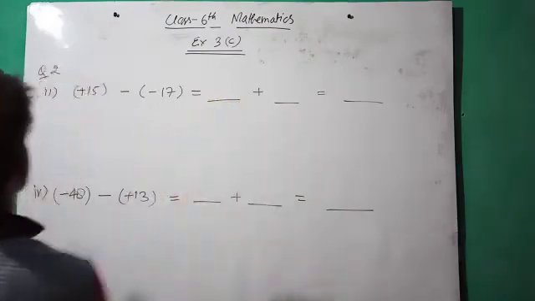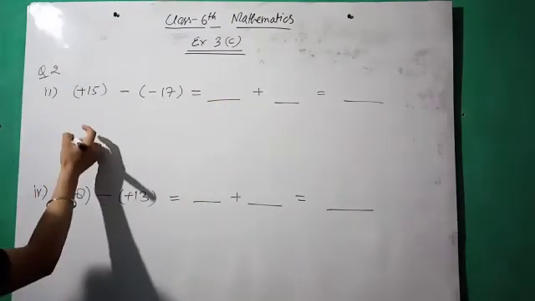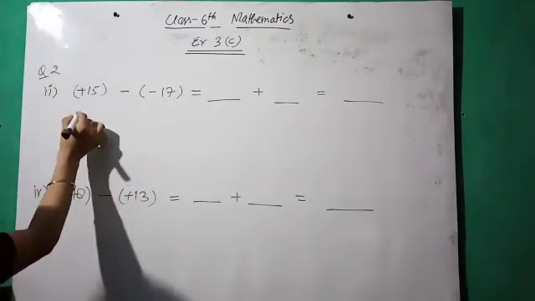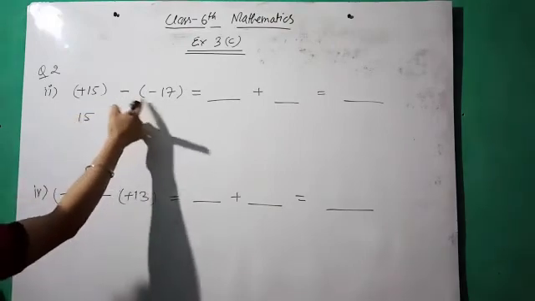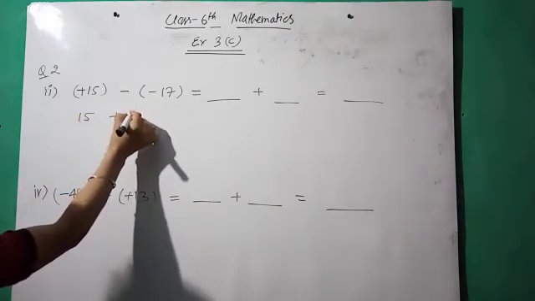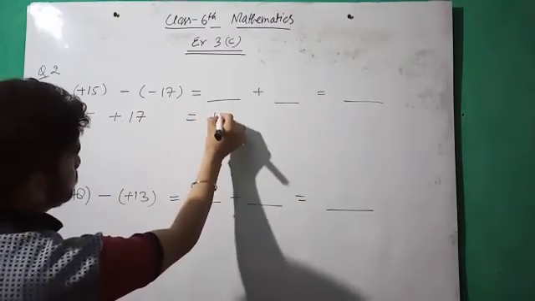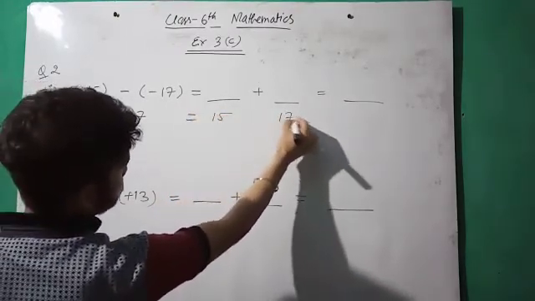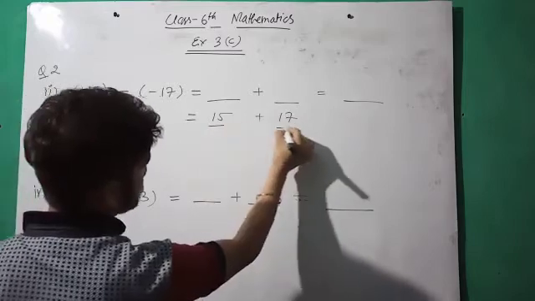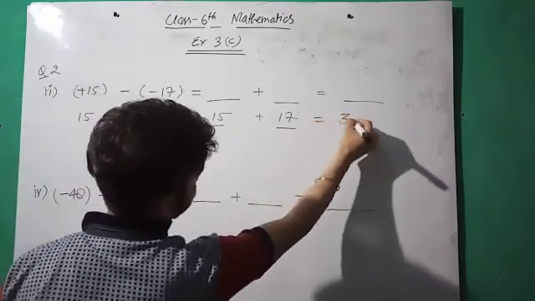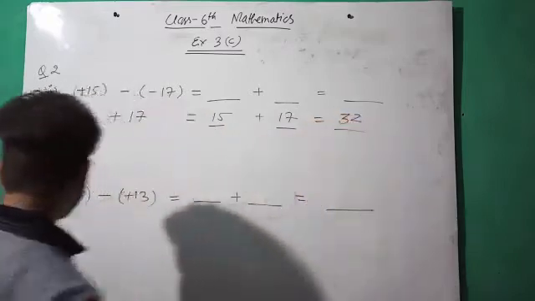Okay. Question number 2, second part: plus 15 is written as minus 17. So it is written as minus plus 15 plus 17. So fill like this, 15 plus 17. 15 plus 17 is 32. So this is the answer.